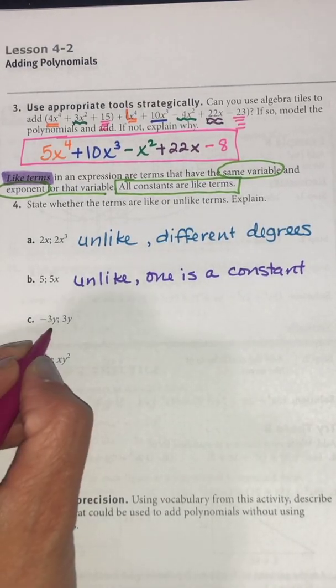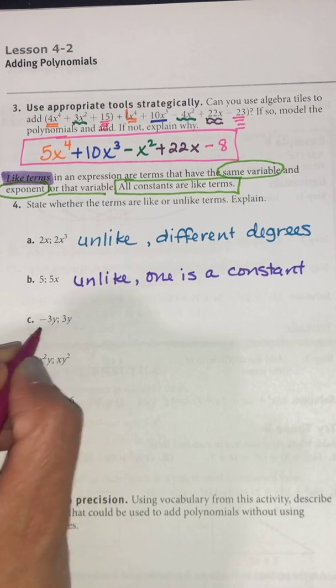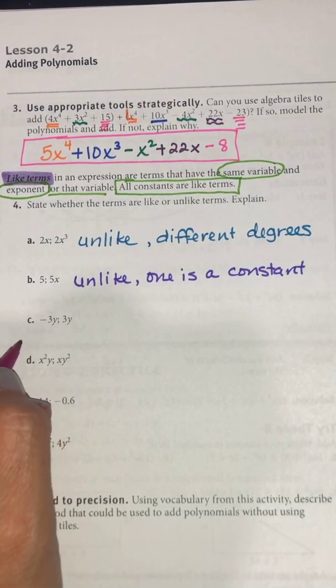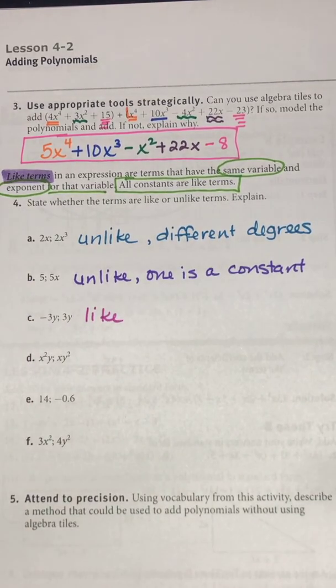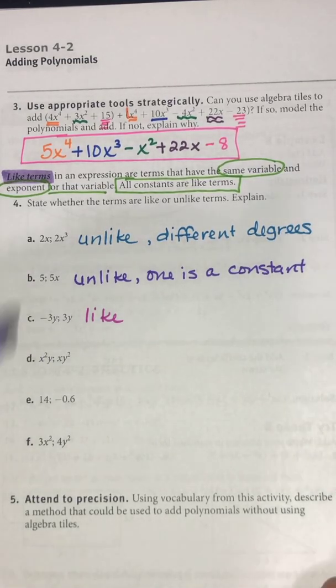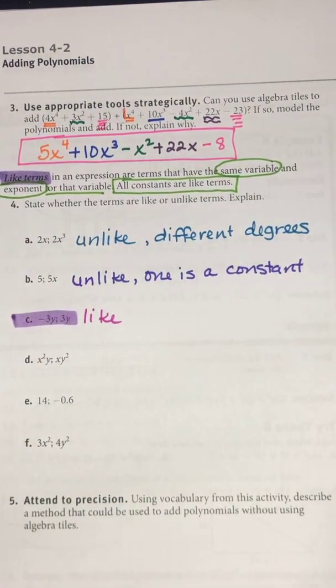Letter C, a negative 3y and a positive 3y. Well, they've got the same variable to the same degree, so these are like terms. I'm going to highlight them.